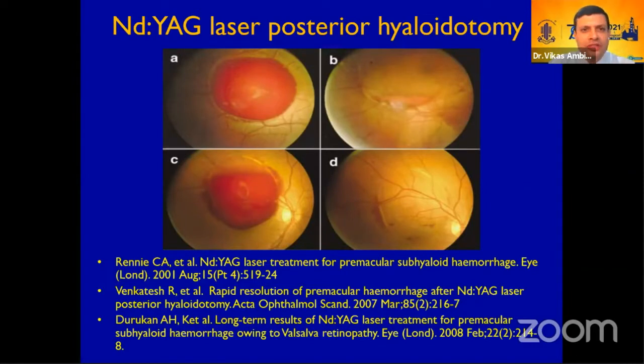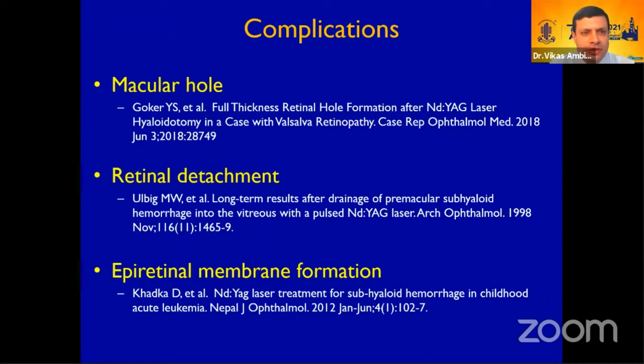Now, there are certain complications which can be associated with this procedure. It all depends on how distant the posterior hyaloid is from the anterior surface of the retina. So there have been case reports with the reported occurrence of macular hole, retinal detachments, and even epiretinal membrane formation after performing a successful posterior hyaloidotomy.